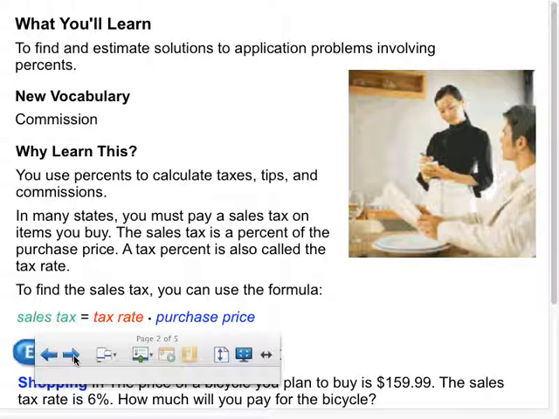Right, so think about it like this. It's like a tip for you selling stuff. Do you guys understand? So it's like if you work selling things, if you sell something, you get a tip. And the tip is usually a percent of whatever it is you sell.